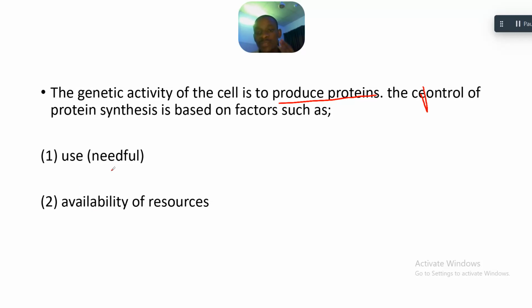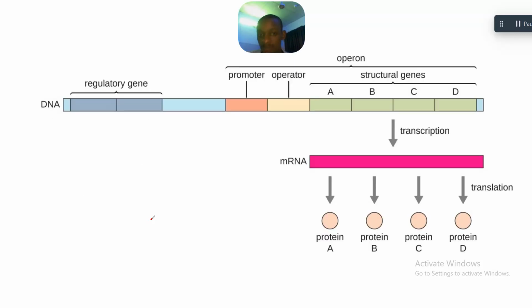Now, first of all, is the protein useful or needful? And secondly, the availability of the resources. Do we have the resources to produce this protein? That's the genetic activity that we are talking about. It just has to do with the production of proteins.